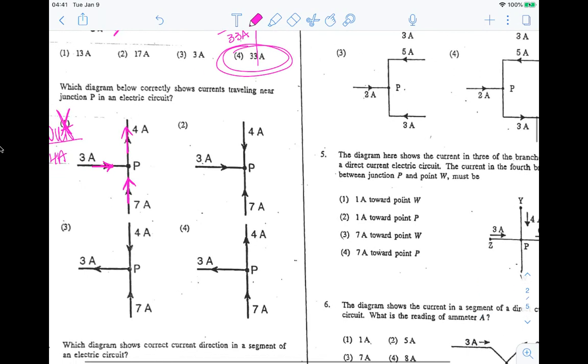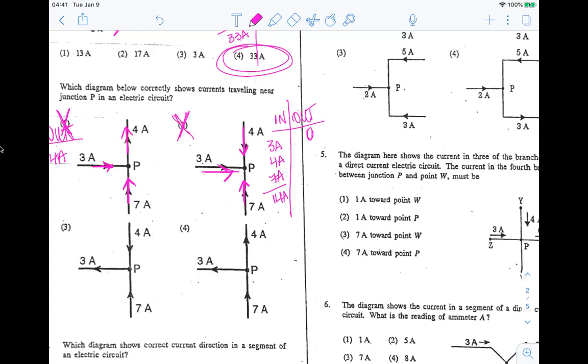If I look at choice 2, again, we say what is going in versus what is going out. I have 4 amperes going in, 3 amperes going in, and 7 amperes going in. I see it based on the direction of the arrows. This means that we have 14 amperes going in, but I don't have anything coming out, and we know that they must be equal, so 2 is not correct.